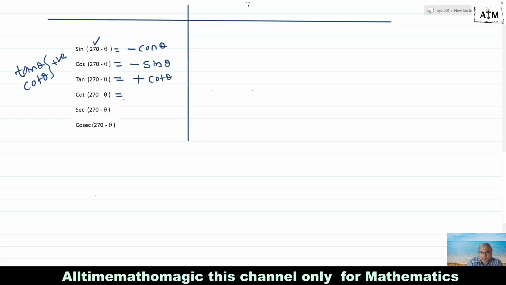Similarly, cot(270 minus theta). Cot is positive in the third quadrant. 270 is present, conversion is allowed. So the conversion of cot is tan. It is tan theta.